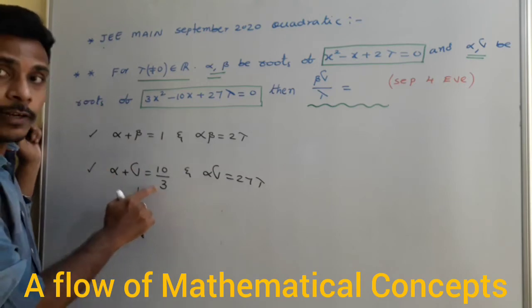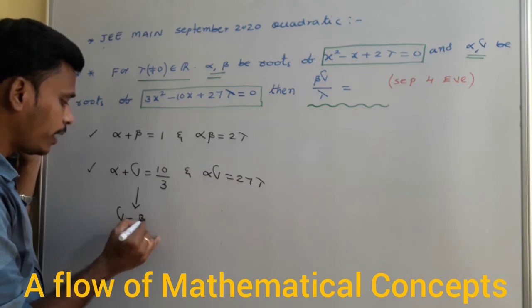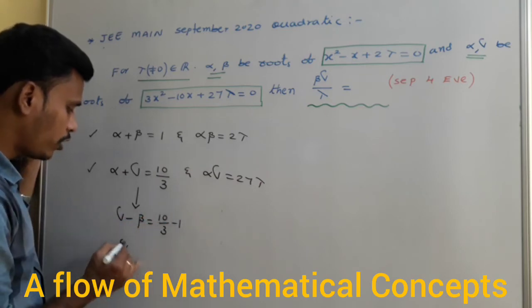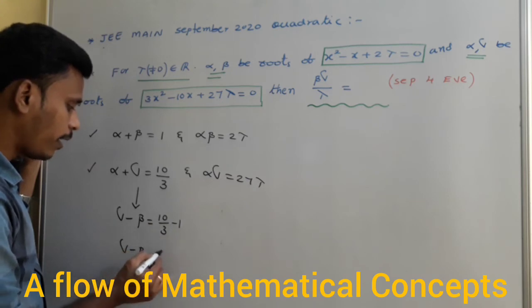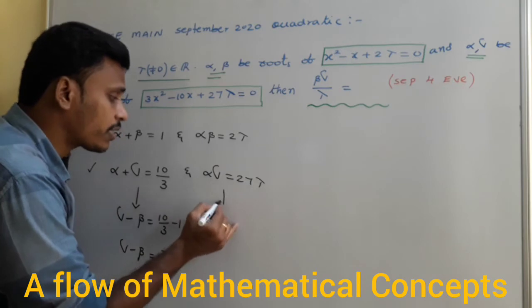This is 10 by 3, right? So the second one minus the first one will give us gamma minus beta is equals to 10 by 3 minus 1. Which is nothing but gamma minus beta is equals to 7 by 3. Very good.